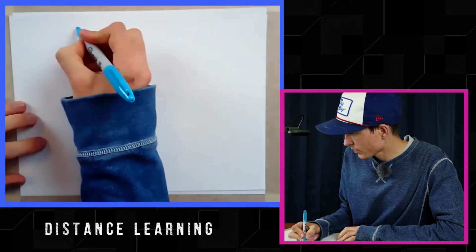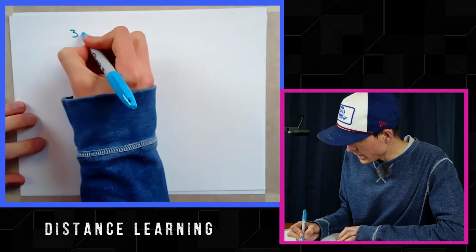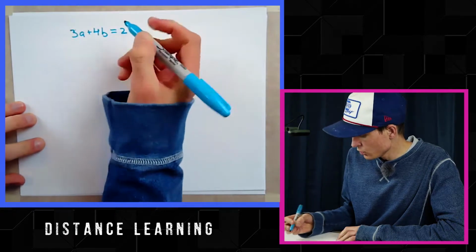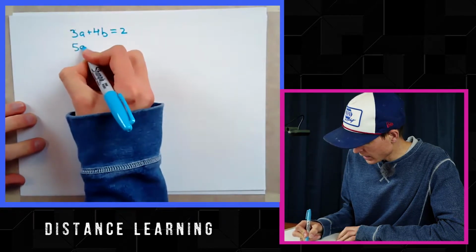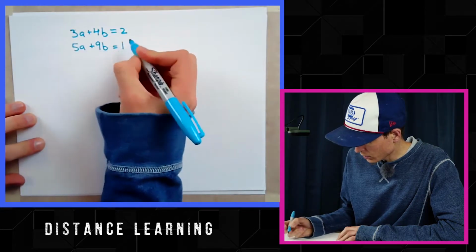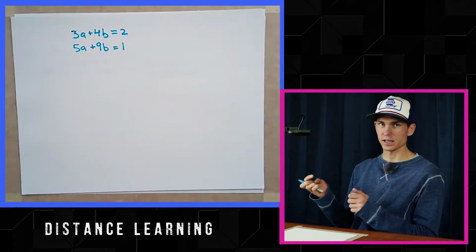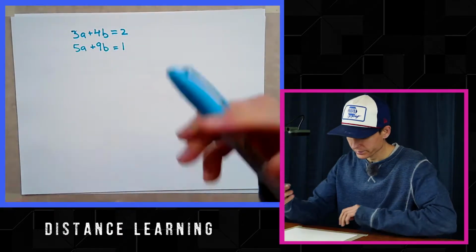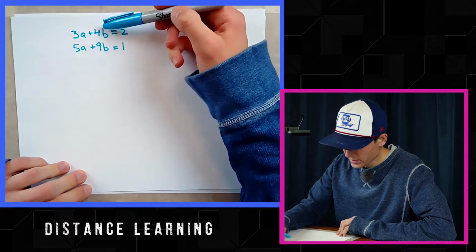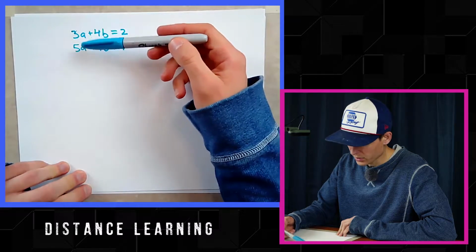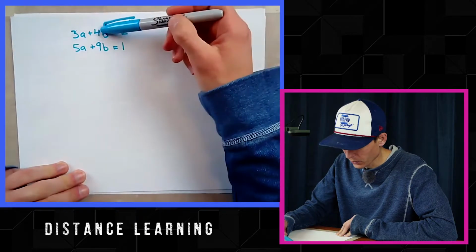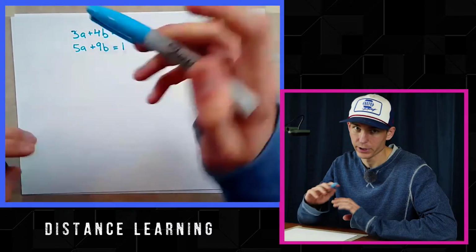This one: 3a plus 4b equals 2, and then 5a plus 9b equals 1. Those are my two equations. Now if you notice here, I cannot multiply one of these equations and have it match up with the other one. If I multiply this by 2, I get 6, I can't get 5. I have 4, I can't multiply that to get 9 without getting weird fractions.